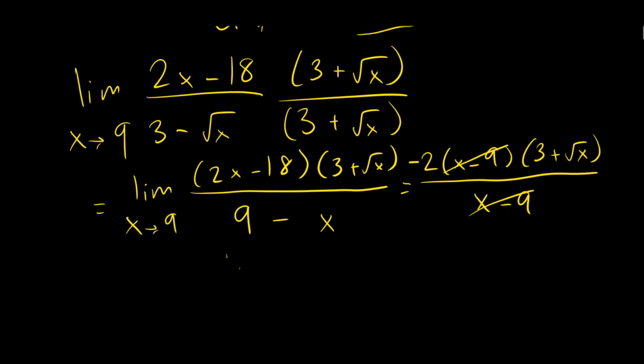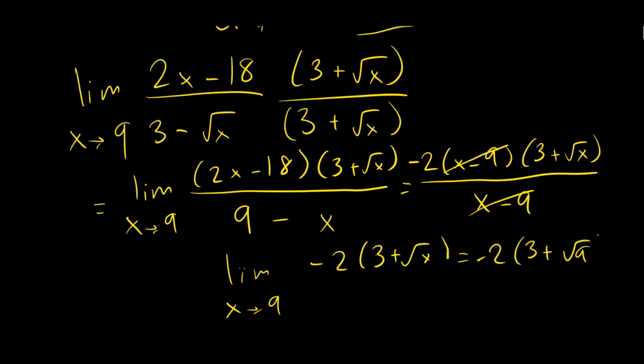And now we are left with the limit as x approaches 9 of negative 2 times 3 plus the square root of x. And at this point, we can really easily just plug in the 9 from the limit into the expression. So we get negative 2 times 3 plus the square root of 9. That becomes negative 2 times 6, which is just negative 12.